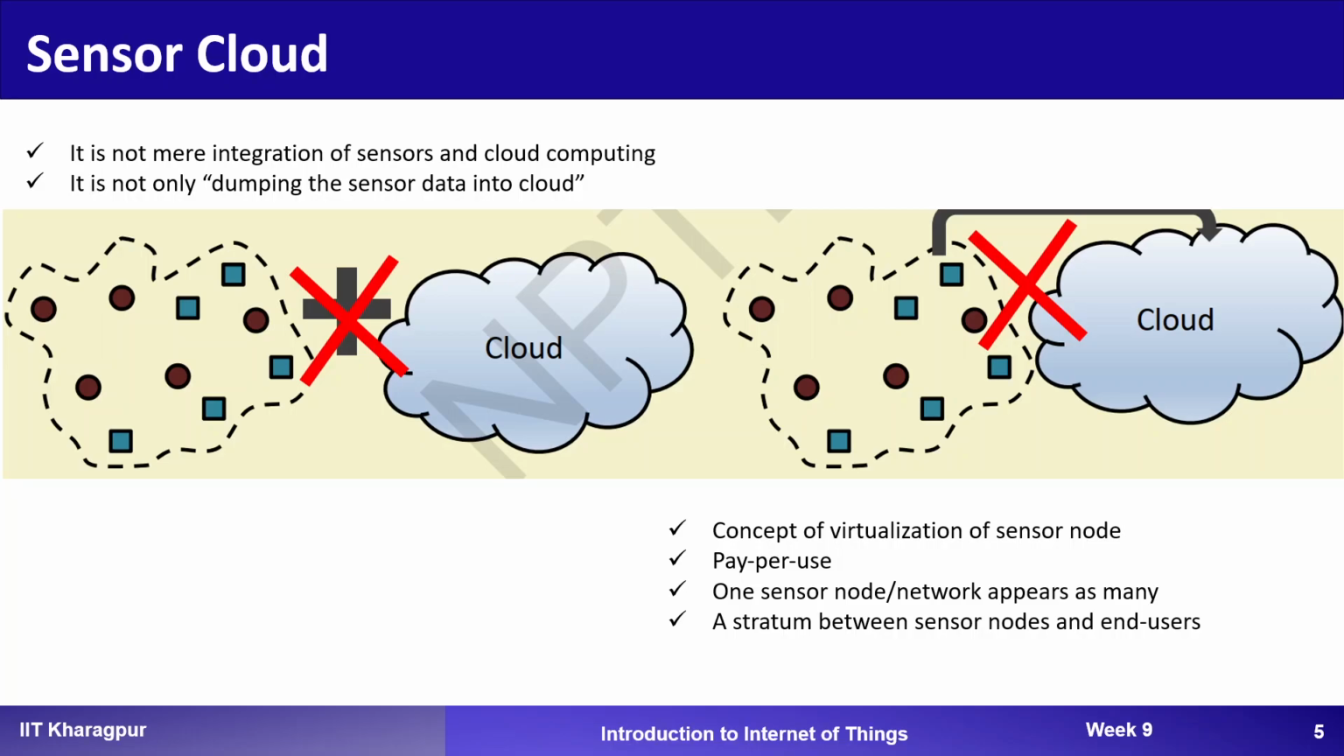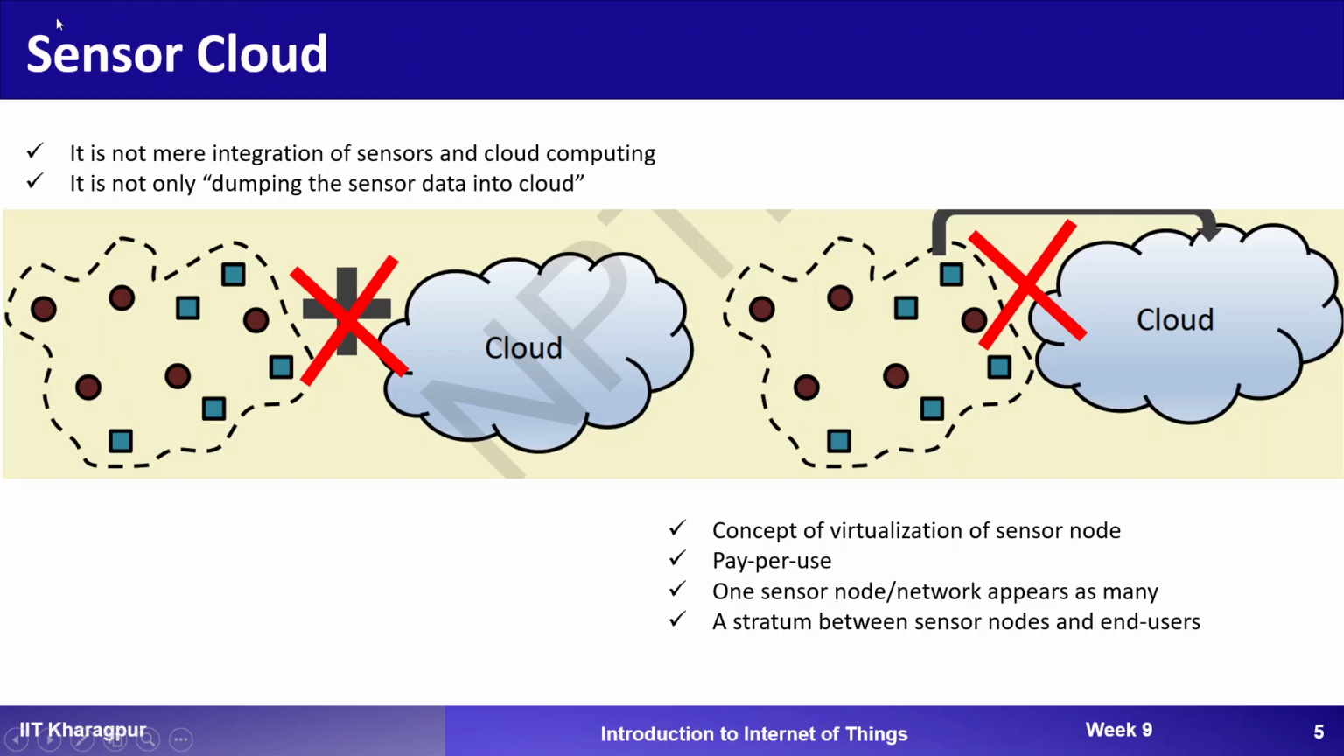Sensor cloud is the concept of virtualization of sensor nodes. As we have studied in cloud computing, various resources are available on the cloud, and from that pool of resources we can access the resources which we want to use, and for the particular amount of resources we have to pay. Similar is the concept of sensor cloud.